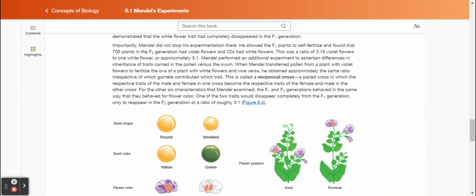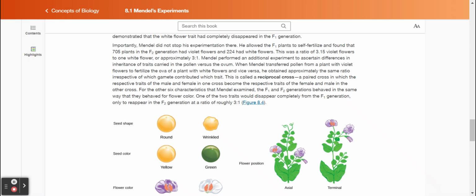Importantly, Mendel did not stop his experimentation there. He allowed the F1 plants to self-fertilize and found that 705 plants in the F2 generation had violet flowers and 224 had white flowers. This was a ratio of 3.15 violet flowers to 1 white flower, or approximately 3 to 1. Mendel performed an additional experiment to ascertain differences in inheritance of traits carried in the pollen versus the ovum.